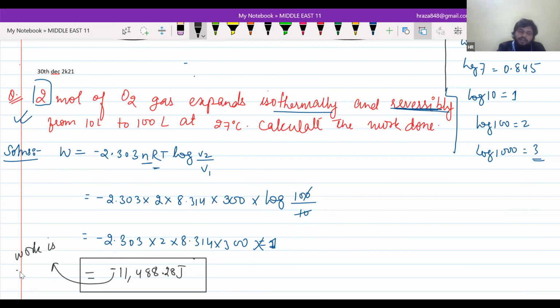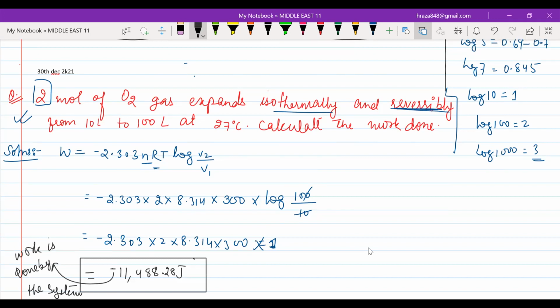Minus just represents that the work is done by the system. That means expansion is taking place. Is that clear, Krishna, Ifra? Yes, sir. So negative work done, is it a scalar or vector quantity? Which physical quantity is it?